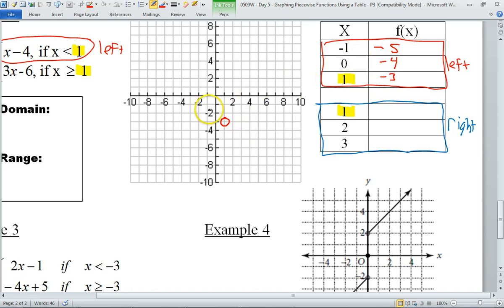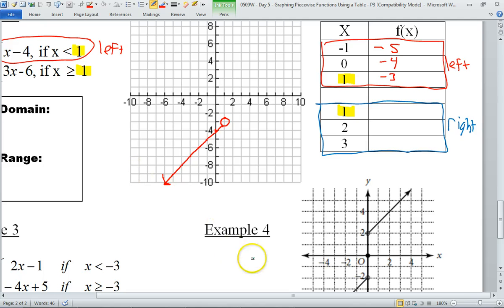Now I'll do the rest. 0, -4. -1, -5. And I can see this pattern would continue from here like so. So this piece of the graph is going to look like this. Okay, so that's another method I could use. Finishing up with the right-hand side.